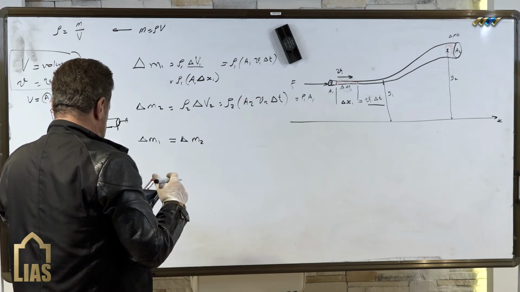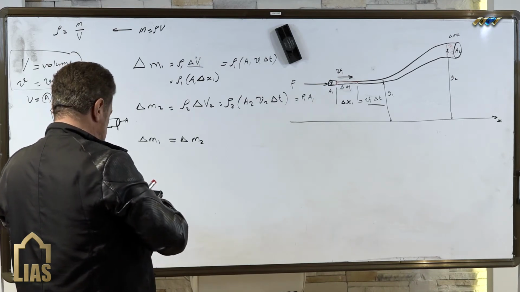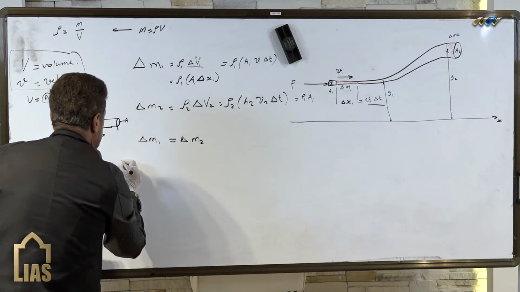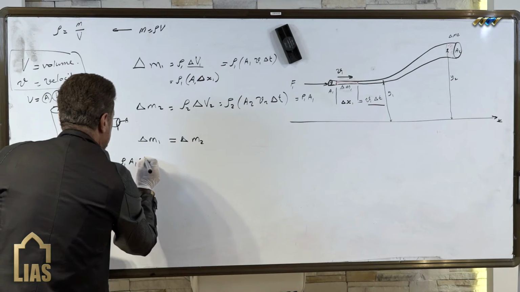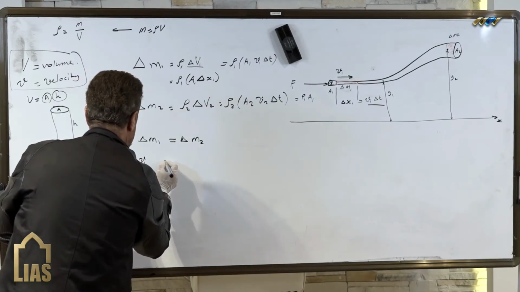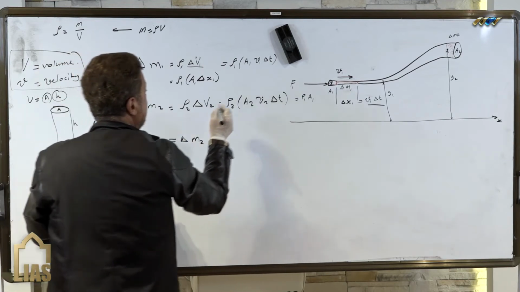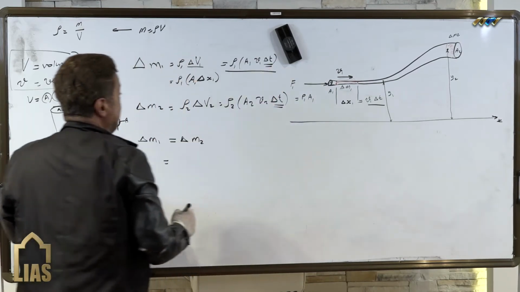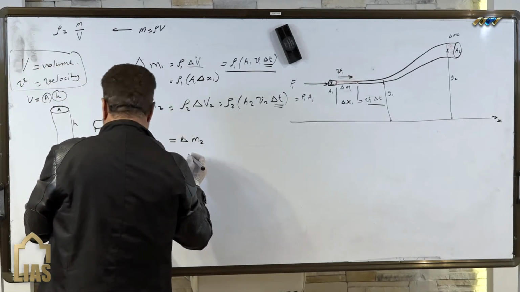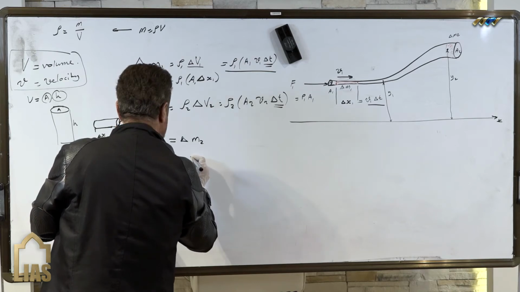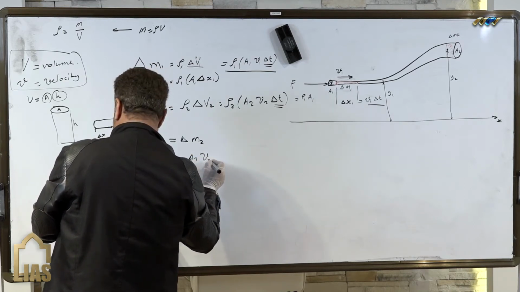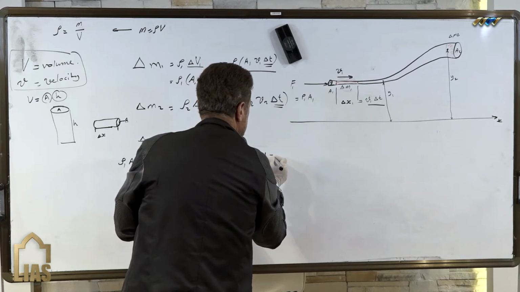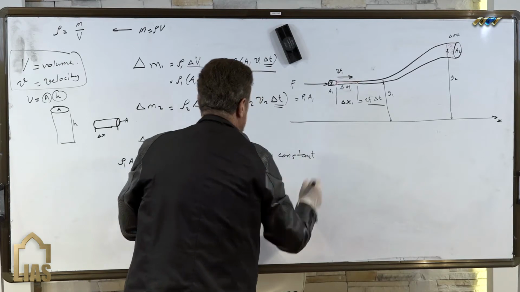Then we'll see that delta M1, rho 1 A1 V1, is equal to, we see here the delta t, in the same time, rho 2 A2 V2. That tells us that rho A V is constant.